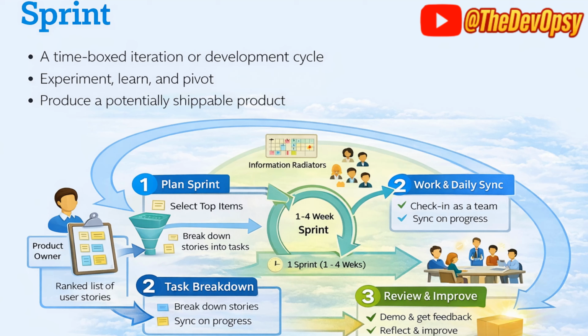You experiment, learn, pivot, produce a potentially shippable product. Now, I think we discussed in the previous slides what is being delivered. It's not important that it is delivered or deployed to production, but it should be in such a state that if somebody asks that I want this particular feature, it should be ready to be deployed to production. Okay, that should be completed from your side.